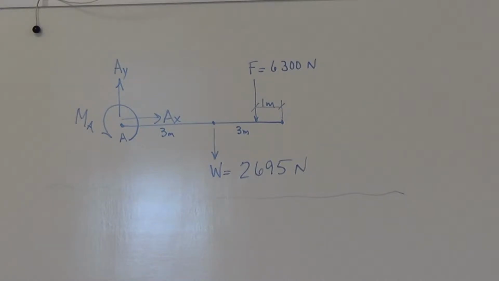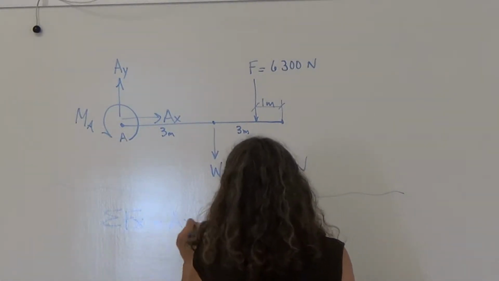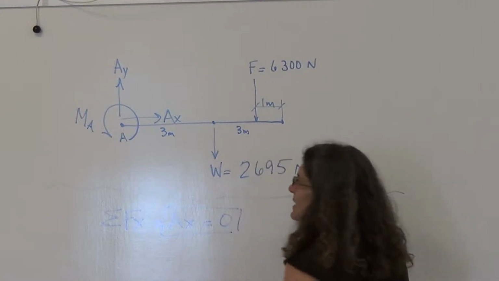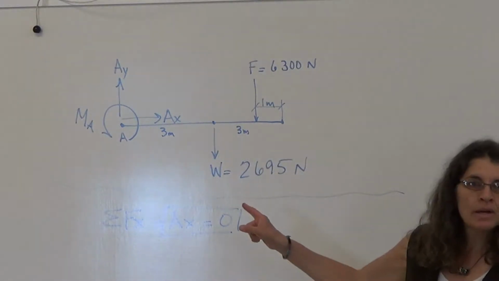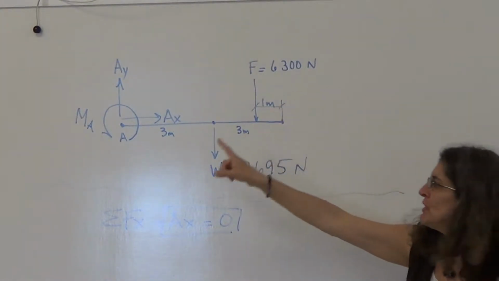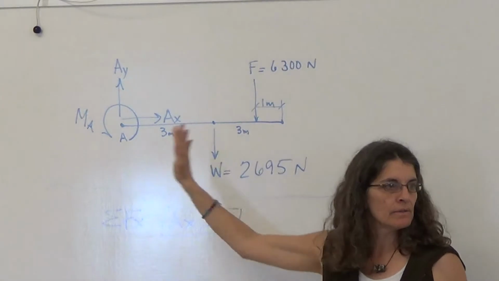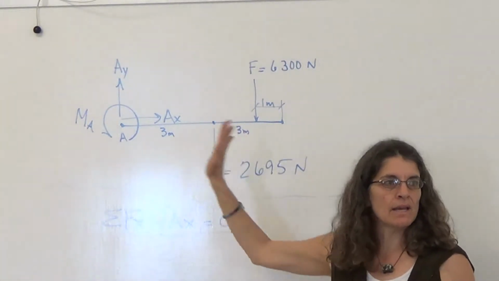Jose? There's a really easy one. AX. That's not an equation. What's the equation? The sum of the forces in the x equals AX, which equals 0. Very quick. We notice now that fixed support is not taking any X loading. It's not resisting any X loading.